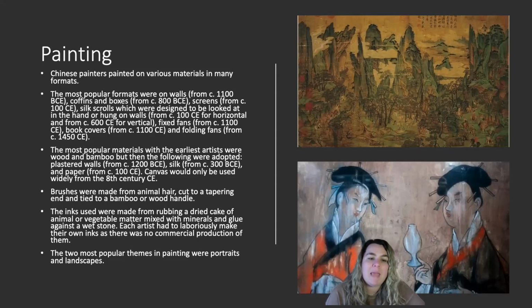Brushes were made of animal hair, cut to a tapering end and tied to a bamboo or wood handle. The inks used were made from rubbing dried cake of animal or vegetable matter mixed with minerals and glue against whetstone. Each artist had to make their own inks, as there was no commercial production of them. So as an artist, you didn't just go to a craft store and buy your supplies. You actually had to make your supplies that you would use.